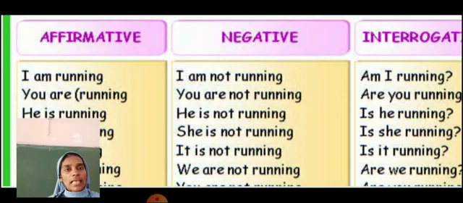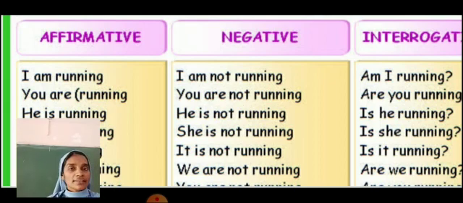See the affirmative, negative and interrogative sentences in present continuous tense. I am running, that is affirmative, that means positive sentence. Negative sentence, I am not running. Question sentence means interrogative sentence. Am I running? Then you are running. Negative, you are not running. Question sentence, are you running?